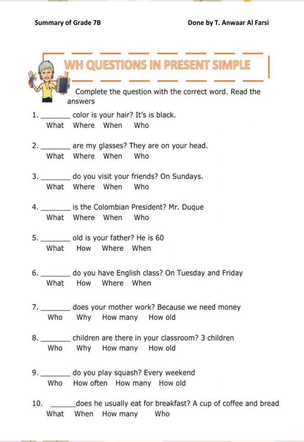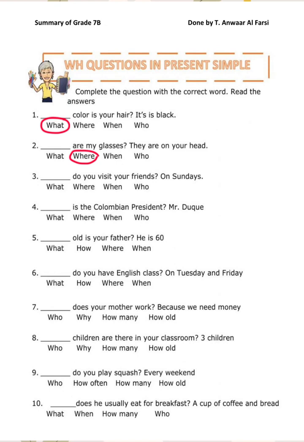Okay, number 1. Blank color is your hair. It is black. Okay, so what should the answer be? What, where, when, or who? Since the question is asking for a specific thing, the answer is what. What color is your hair? Number 2. Blank are my glasses. They are on your head. Okay, so the question is asking for a place. Since they are looking for something, the answer should be where are my glasses?